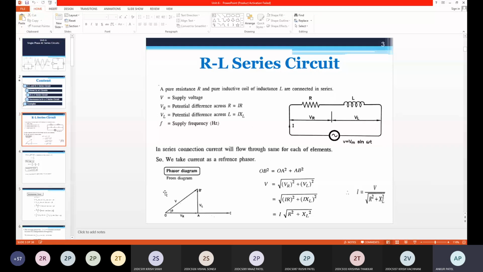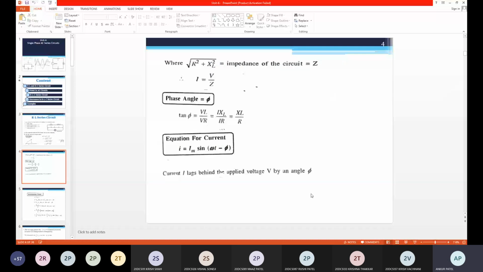This diagonal is V, and we know the magnitude of V is equal to under root of VR square plus VL square, where VR equal to I into R and VL equal to I into XL. By taking I common outside, we get I under root R square plus XL square. By rearranging the equations, we can write V by I is equal to under root R square plus XL square, and under root R square plus XL square is Z. So we can write I equal to V by Z.